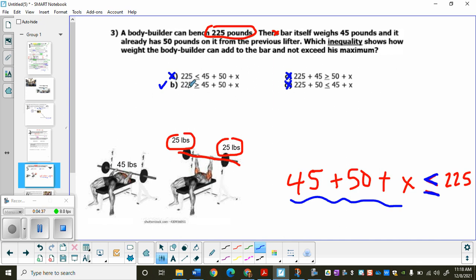Now, if we look carefully at answer choice B, we can see that it's already set the maximum right here, the 225, and says that everything else has to be less than or equal to the 225. So the 45-pound bar plus the 50 pounds that are already on it, plus whatever this person can add on to it, will be less than or equal to the 225 that they can bench press. All right, so we've taken care of number 3.